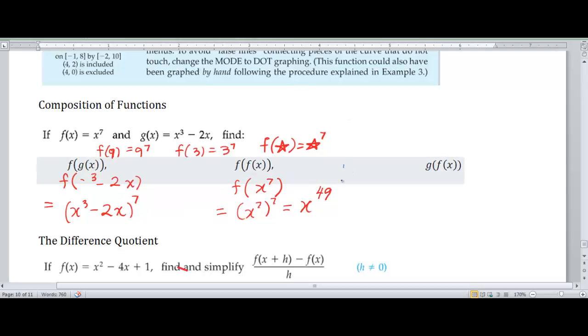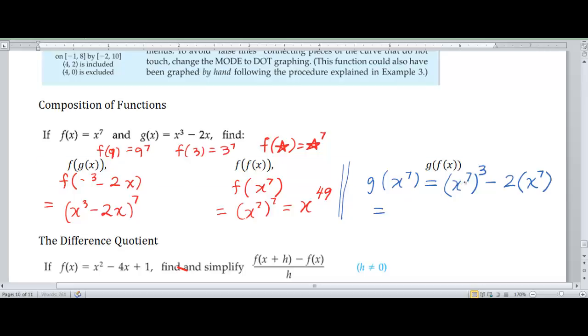And g of f of x. Okay, so that is g of, what is f of x? x to the 7th. That means every time I see an x in my g function, I'm going to plug in x to the 7th. So instead of x cubed, it'll be x to the 7th cubed minus 2x, but instead of x, I have x to the 7th. And then 7 times 3 is 21, minus 2x to the 7th. Okay. And you can leave it like that.